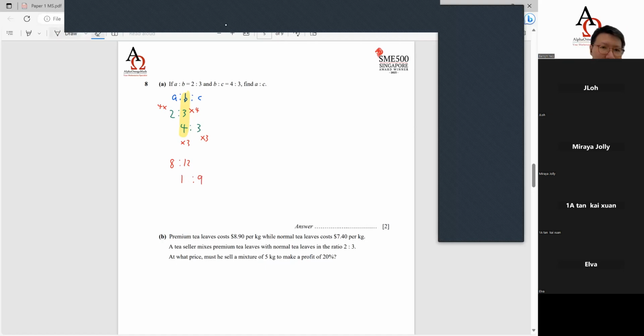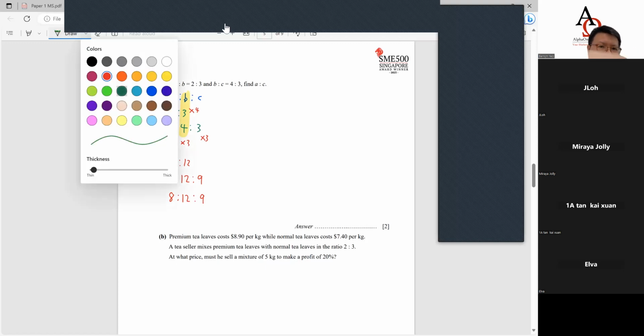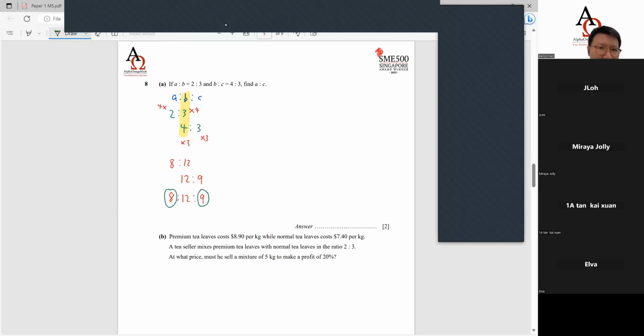Once you obtain this, more or less you're done already. Because I can write out the final ratio for all three of them to be 8 is to 12 is to 9. All right. But watch out, they're looking for A and C. So A and C, I'm looking out for these two. So the final answer will be 8 is to 9.